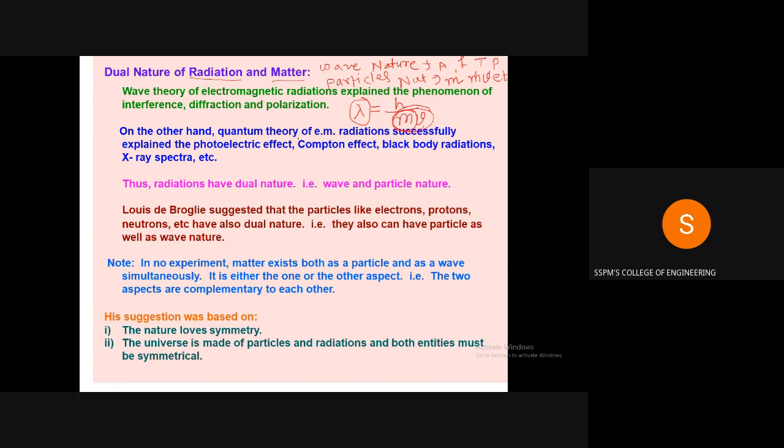Louis de Broglie suggested that particles like electrons, protons, neutrons, etc. have also dual nature. They also should have particle as well as wave nature. In no experiment does matter exist both as a particle and as a wave.